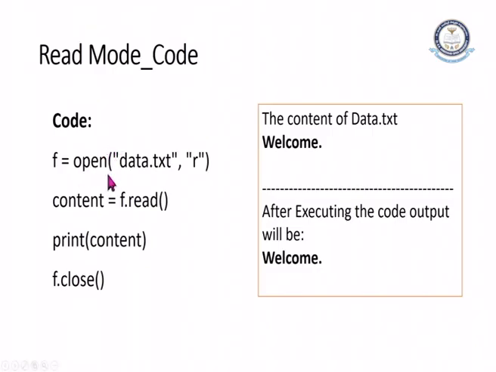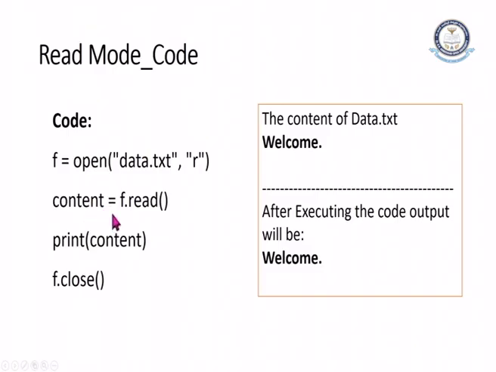Open, parenthesis, it has two arguments. The first argument is the file name. What is the file you want to open? You need to write that file name. Assume that I want to open a file, and that file name is data.txt. I want to open that file in read mode, comma, within double quotation marks r, read mode. I want to read the data from that file. Now, the content of data.txt is welcome. Just assume I have a file, and the content in it is welcome, simple text.